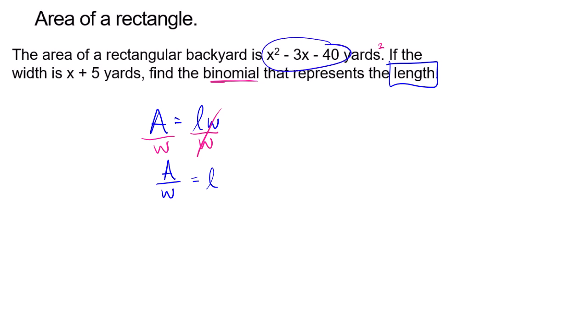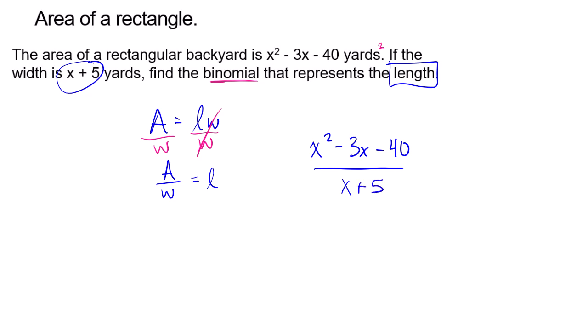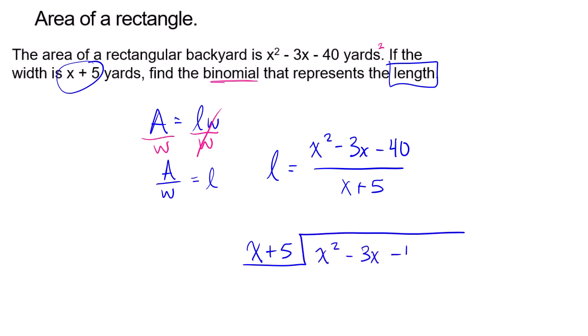We want to take the area, x squared minus 3x minus 40, and divide it by the width, which is x plus 5. Okay, so this will give us the length. So we have the area divided by the width. And so, of course, we know how to do that in terms of long division. All right, and so now we set up our long division problem. Now we can divide.